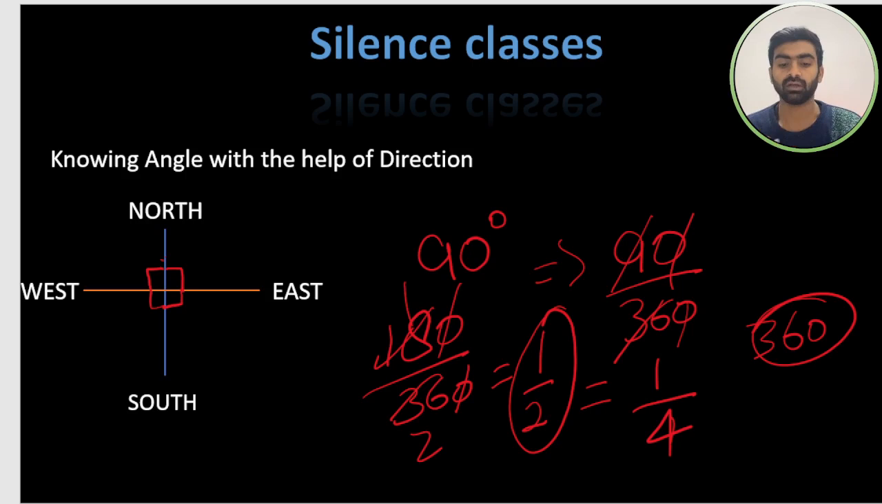So by using this, by the help of direction and by the help of time, we can find it out. By using the right angle, straight angle and the complete angle, we can easily find out how much revolution we have completed, okay.